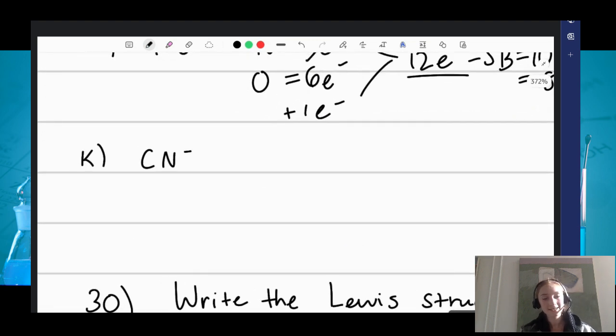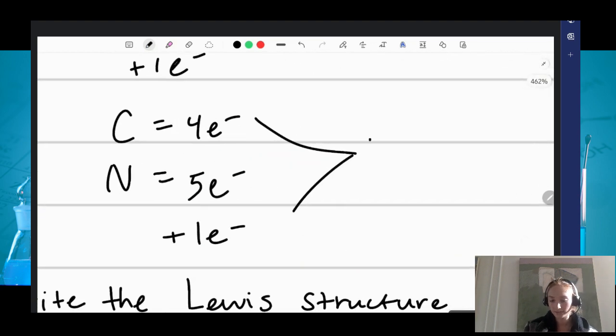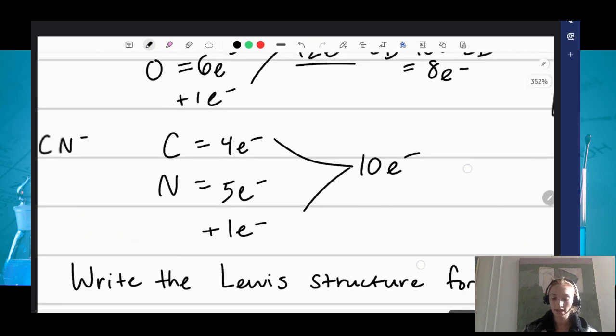So this is carbon and nitrogen. Carbon has 4 valence electrons and nitrogen has 5 valence electrons. Since there's a charge on this, there is a gain of an electron, so we're going to plus 1 electron and then add all these together. So 4 plus 5 plus 1 is going to be a total of 10 valence electrons that this compound is sharing.